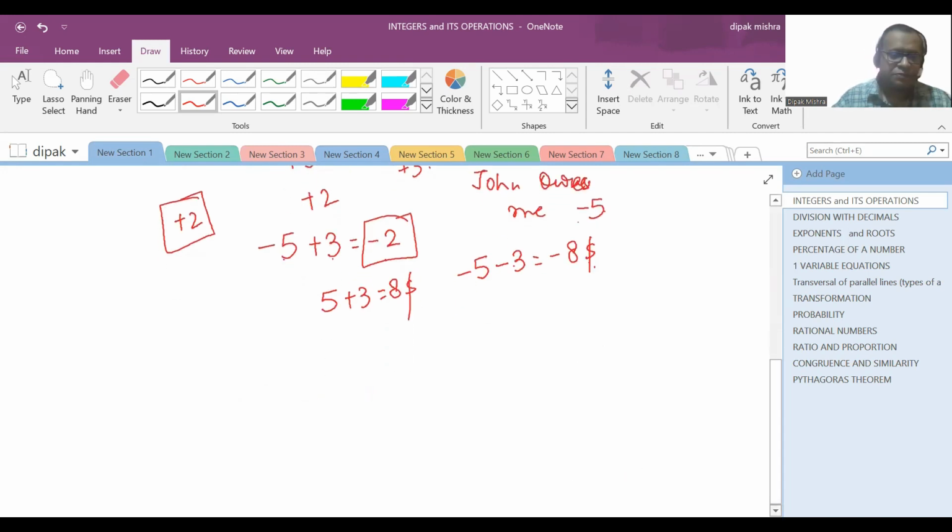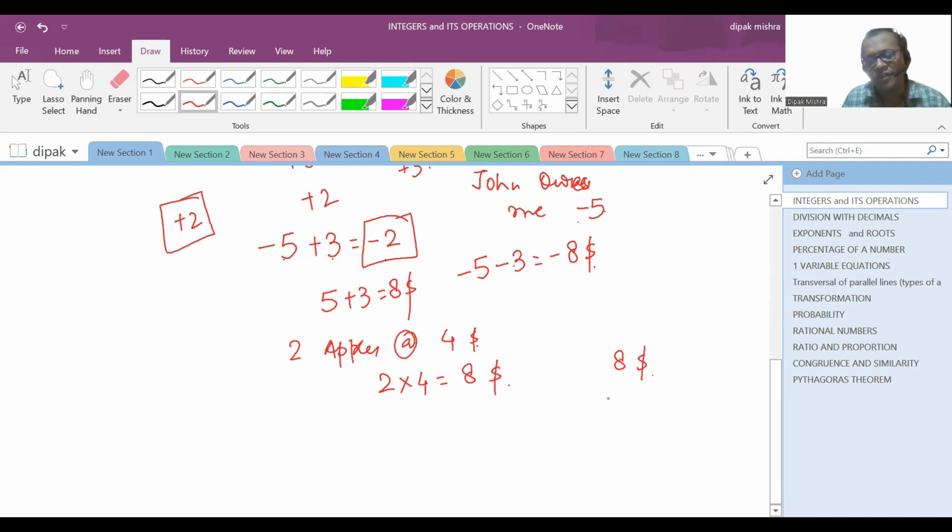This we all know. Now suppose I buy 2 apples at $4 per apple, so I spend a total of 2 multiplied by 4, or $8. And if I have $8 with me and every apple costs $4, then how many apples can I buy? I can buy 8 divided by 4, which is 2 apples. So these are the operations of multiplication and division. More we'll learn about these operations.